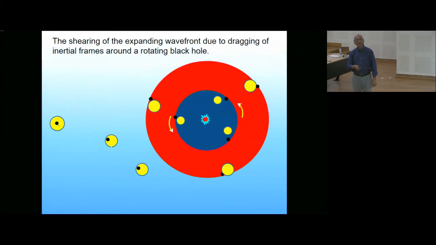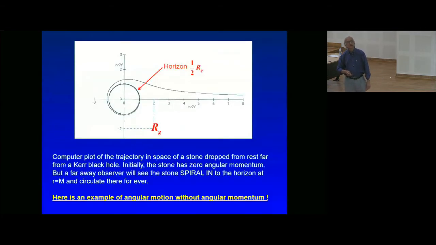So if I emit a flash of light precisely at the surface of the ergosphere, this picture is wrong. It should be entirely inside, like here. But you notice that there is a shear. Now, here is a computer simulation of what a photon will do.